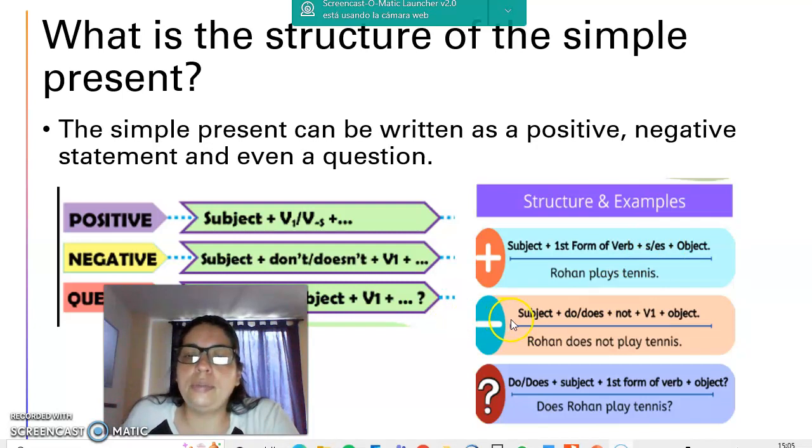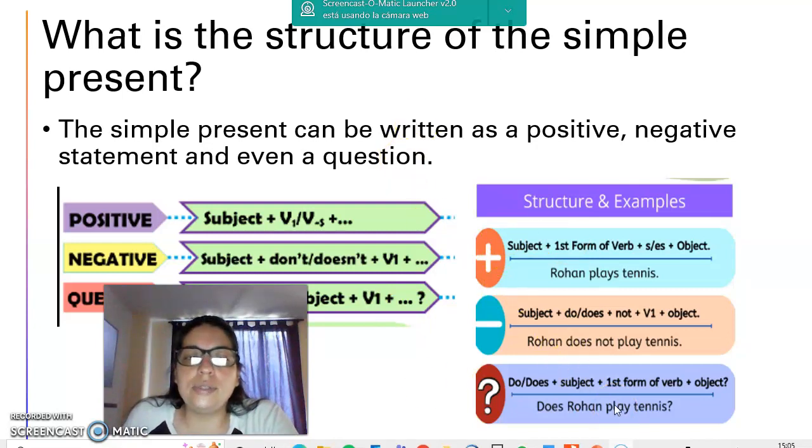For negative, we put the subject, do, does, plus not, which makes the sentence negative. The verb, it remains the same, okay? We don't add the S or the ES. And finally, the subject. So Rohan does not play tennis.